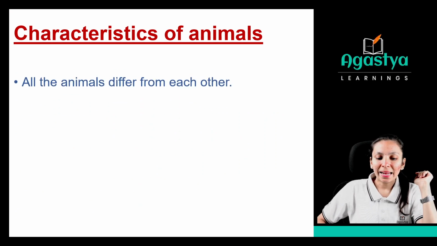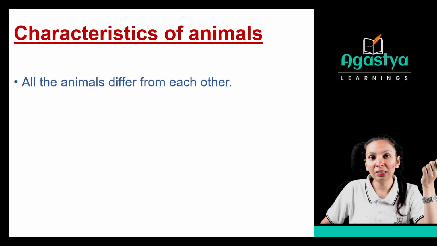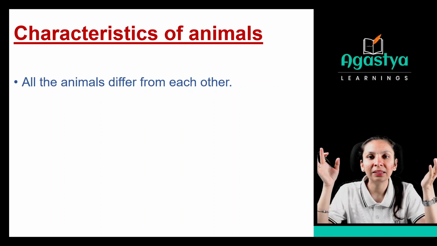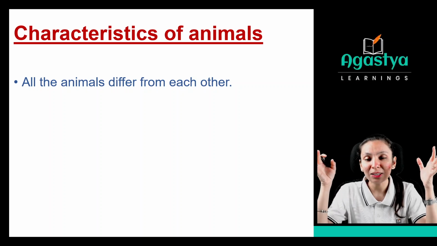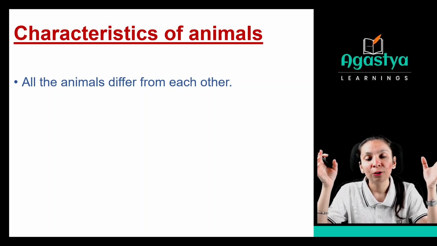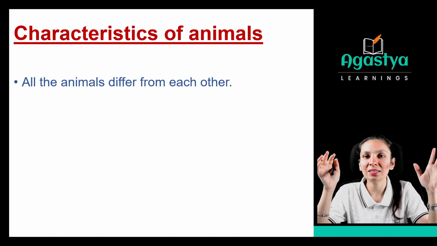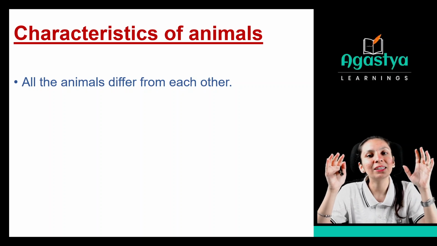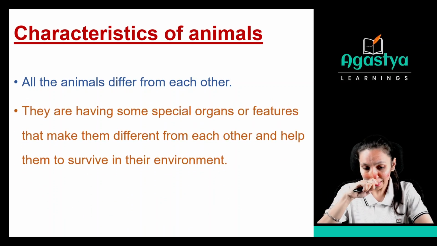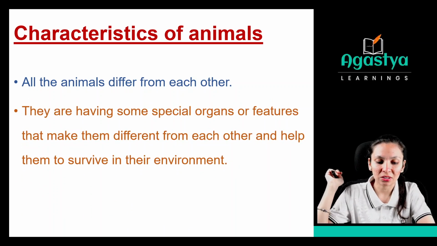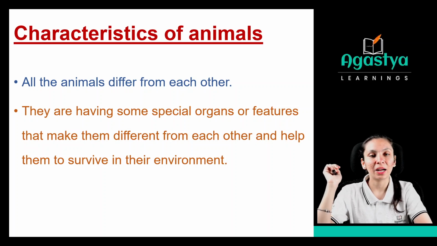See, all the animals differ from each other. That's why we have this much diversity on the earth: we have lion, tiger, birds, so many reptiles, so many humans. And each human differs from other humans, right? So we have common characteristics and different characteristics, which help in diversifying the animals. They have some special organs or features that make them different from each other and help them to survive in the environment.